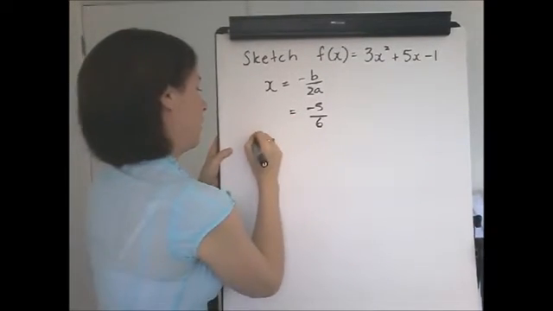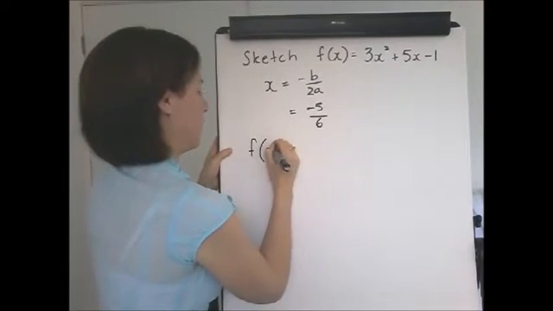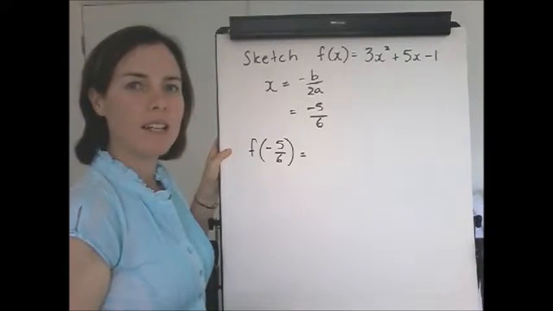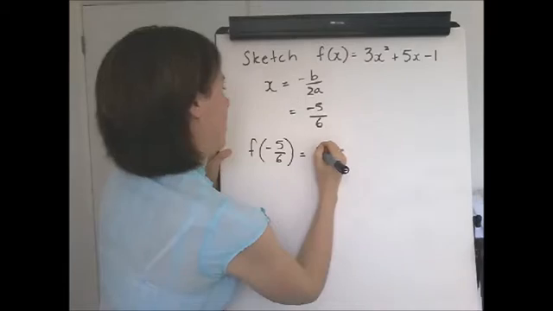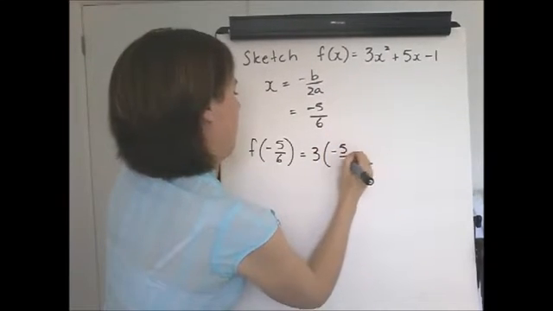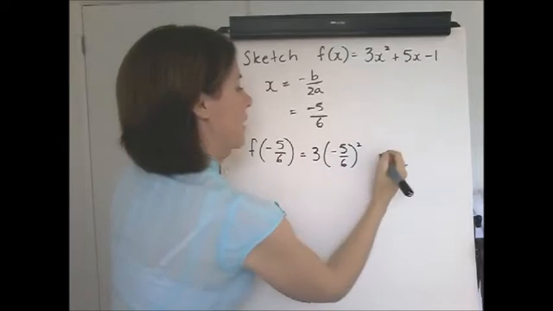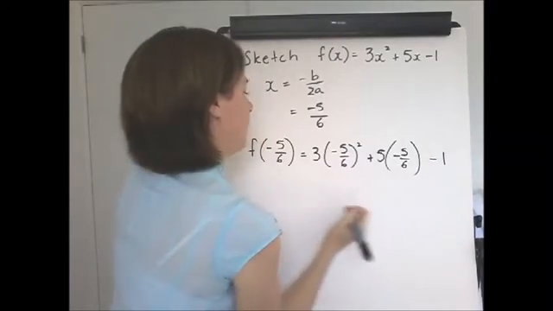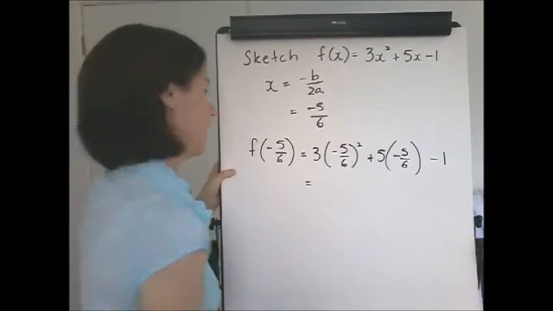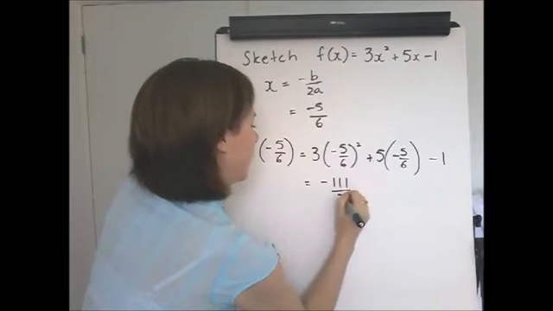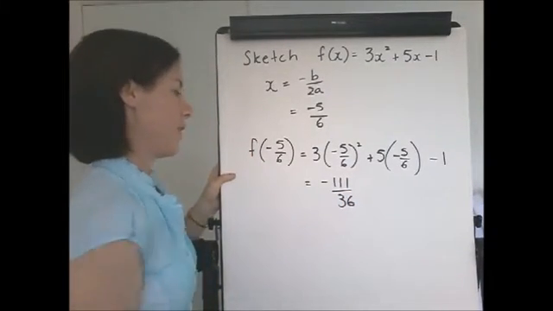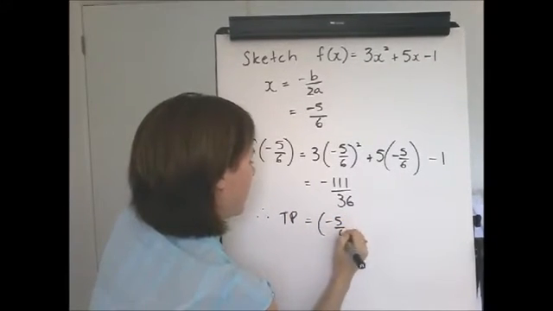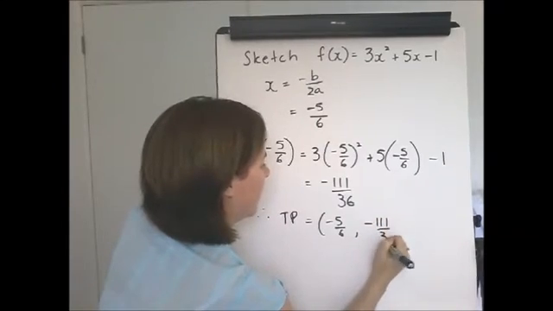I want the y value as well, so I'm going to sub that into the function. And I'll get 3 times negative 5 over 6 squared plus 5 times negative 5 over 6, take 1. Use your calculator here and you'll find it's negative 111 over 36. Therefore, the turning point is at negative 5 over 6, negative 111 over 36.